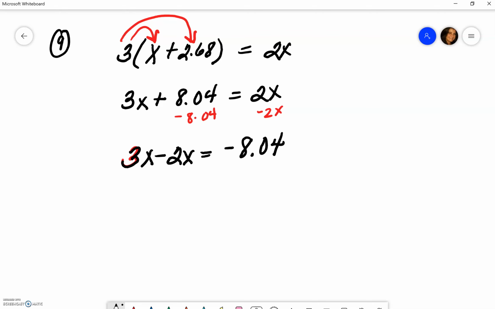8.04. We subtract, we combine these terms, and we end up with a 1x on this side equals negative 8.04, and you can see the answer is just x equals negative 8.04.